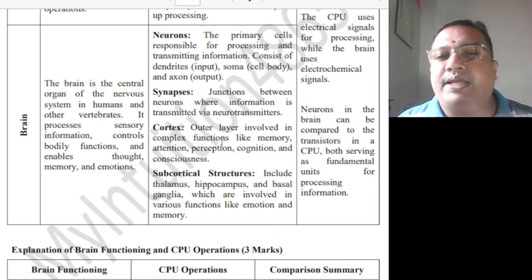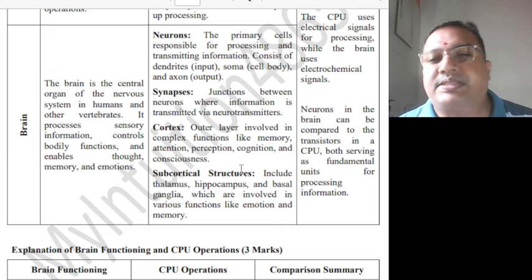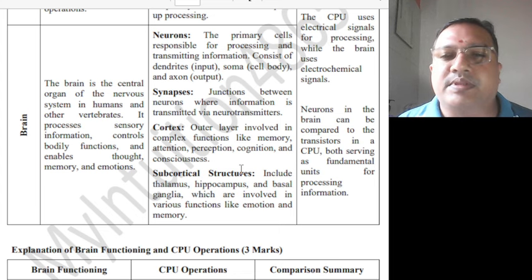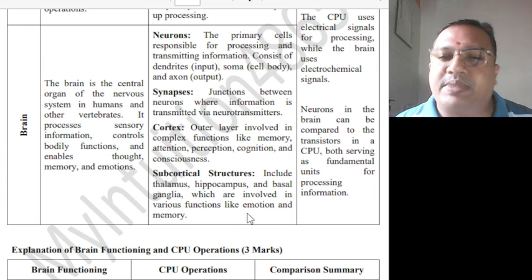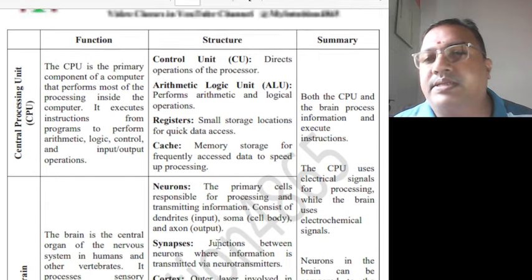Cortex is the outer layer involved in complex functions like memory, attention, perception, cognition, and consciousness. These are done by the cortex. Subcortical structures include the thalamus, hypothalamus, and basal ganglia, which are involved in various functions like emotions and memory. So this is just a basic introduction.